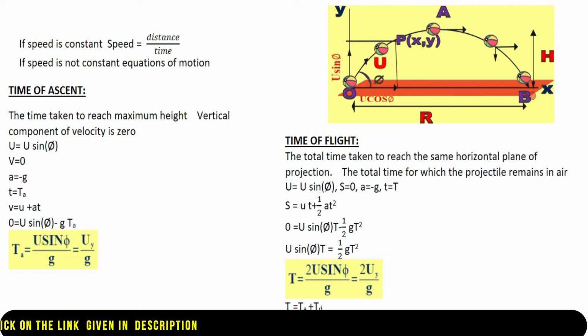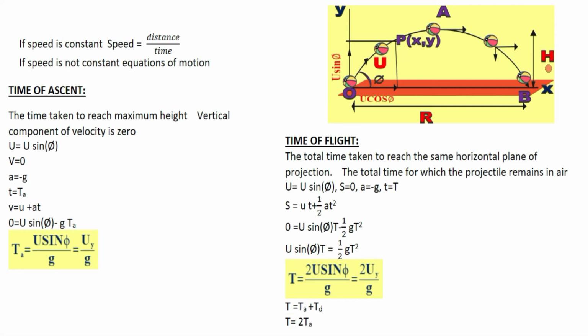Okay, so that means time of ascent will be equal to time of descent. Now this total time of flight can be written as T is equal to time of ascent plus time of descent, that is, T is equal to Ta plus Td.